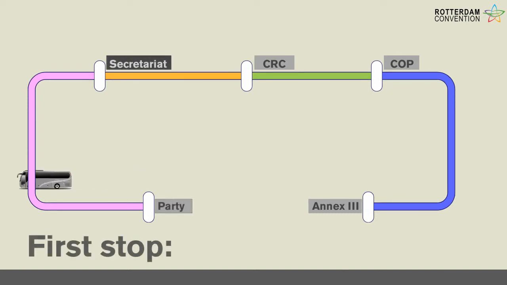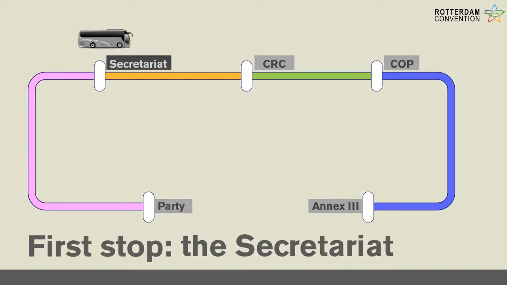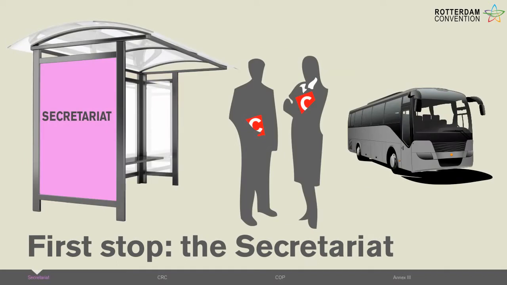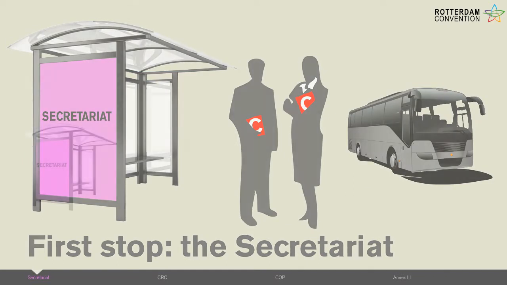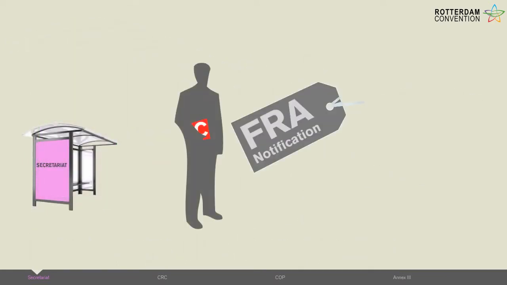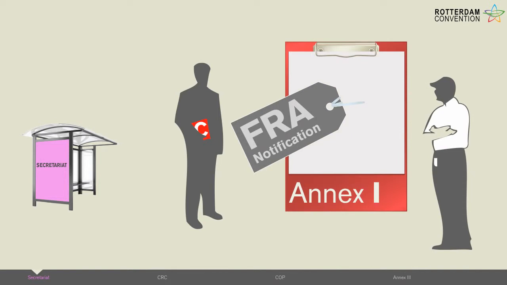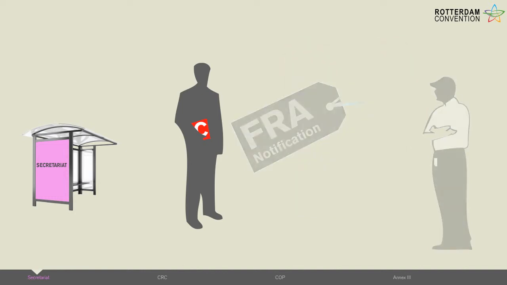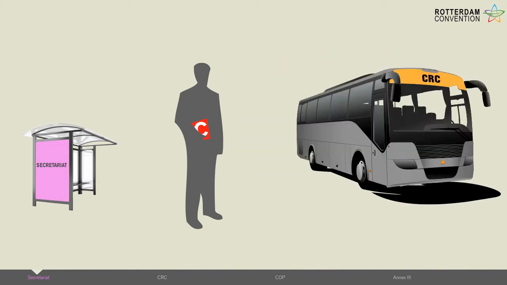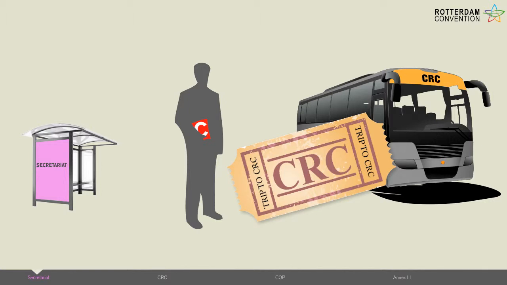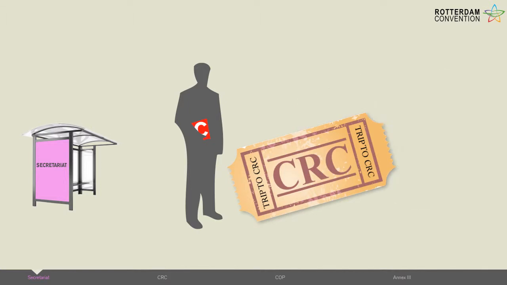The first stop is the Secretariat. Here, parties notify the Secretariat of a final regulatory action to ban or severely restrict a chemical in their territory. The Secretariat will verify that the notification has the information requirements to satisfy Annex 1 of the Convention. Only those notifications that include the information requirements of Annex 1 get to qualify to receive a bus ticket to go to the CRC bus stop.